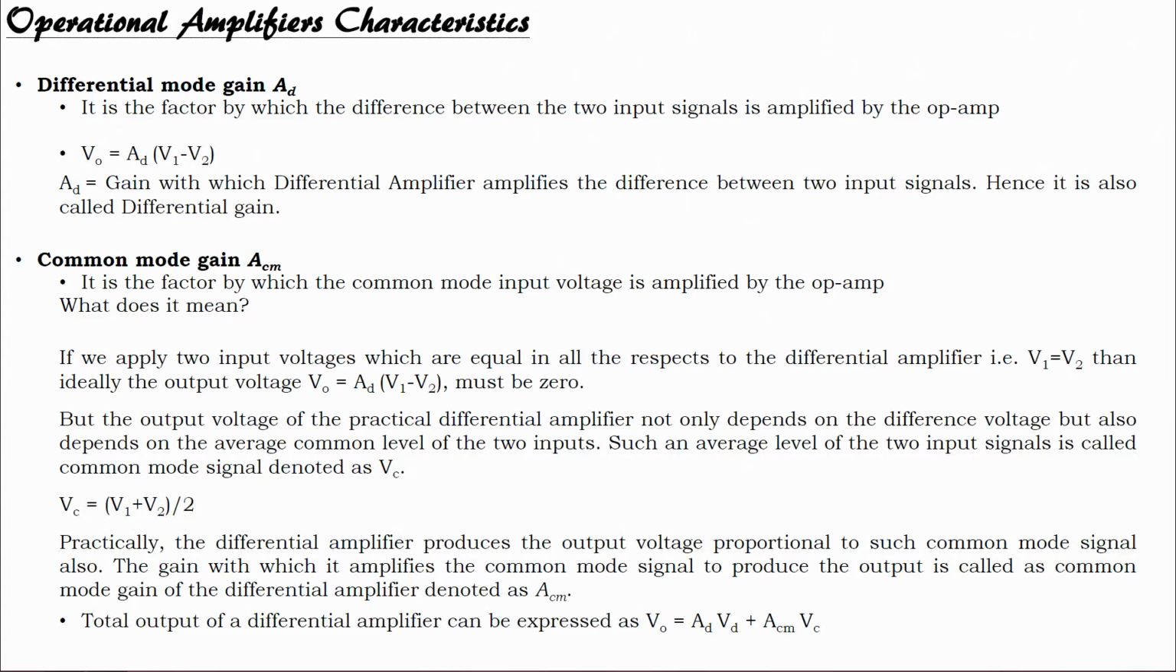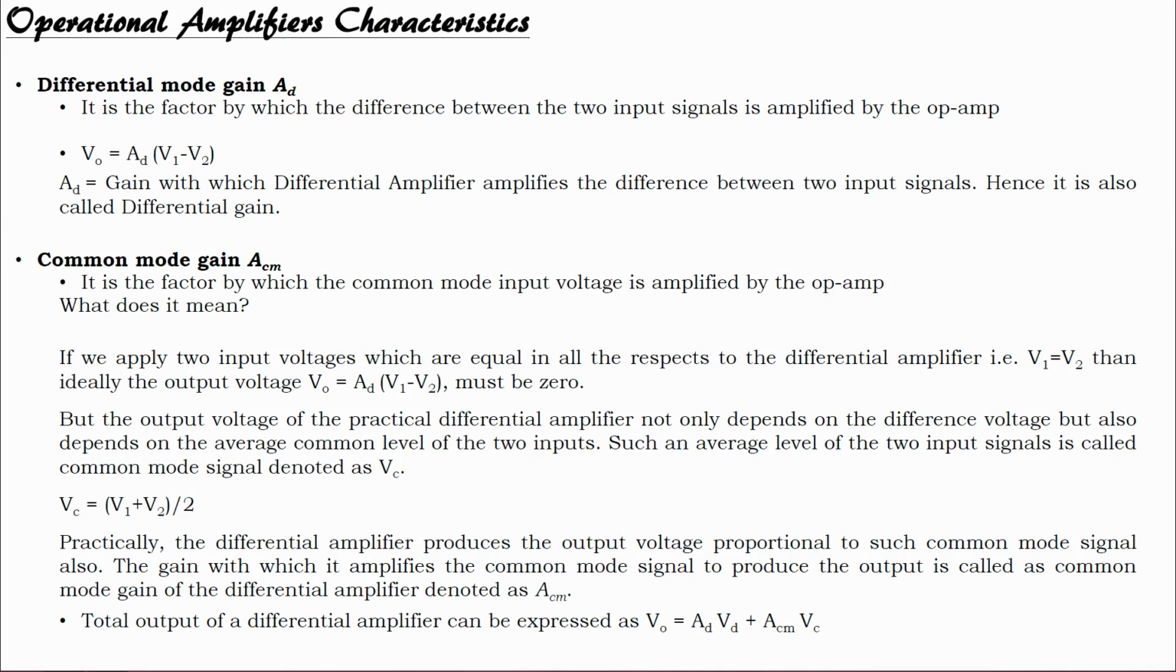Then we have seen differential mode gain. Differential mode gain is nothing but VO, or output voltage, equals differential gain AD times the difference of input voltages, V1 minus V2. So, AD is the gain with which the differential amplifier amplifies the difference between two input signals. Hence, it is also called differential gain because it amplifies the difference between two input signals.